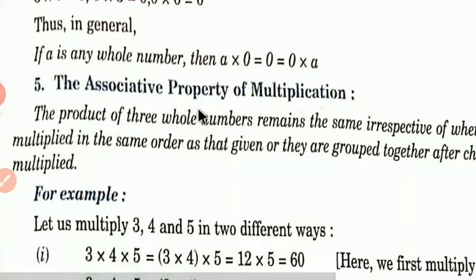The last property, and the most important property, is the associative property of multiplication.